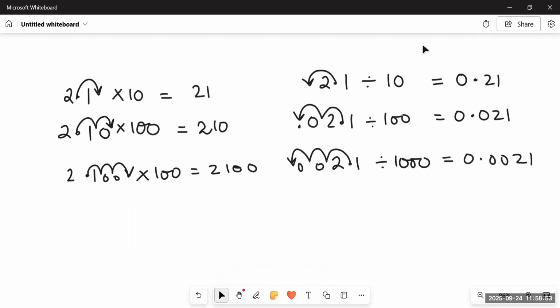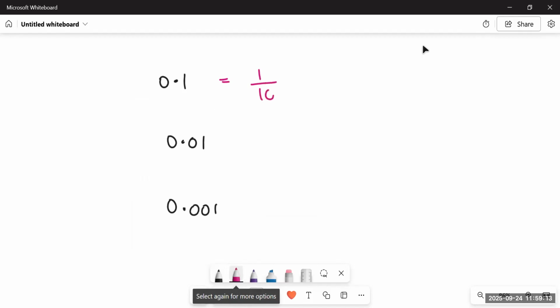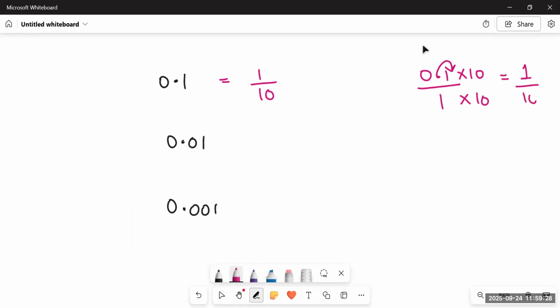Now, this is clear: how to multiply a number or divide a number by 10, 100 or 1000. Now, if we have numbers like 0.1, 0.01 and 0.001, you have to understand these three numbers very carefully. 0.1 is equal to 1 over 10. How? If we multiply 0.1 by 10, the decimal will move one place forward. It becomes 1 over 10.